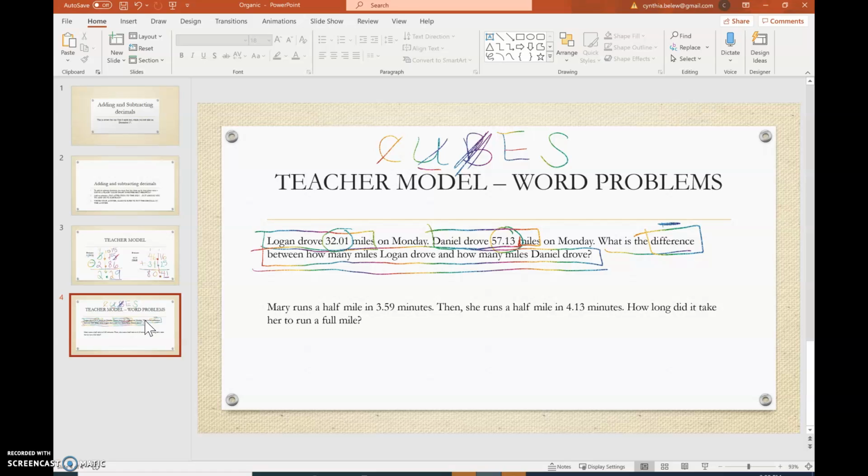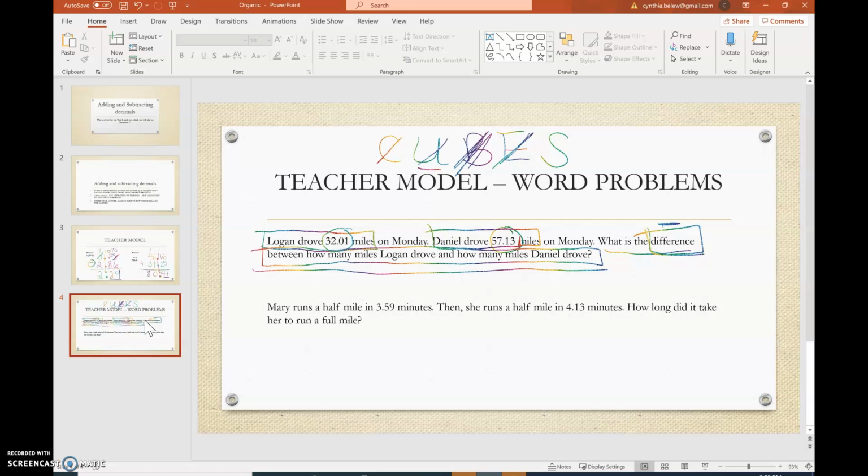Now I can eliminate any additional information. There's no additional information in this word problem. Additional information would be like if it said, Susie drove 13 miles. But the question didn't ask about Susie, so you could cross that out. But in this one, I don't have that example, so I can just get rid of eliminate. Now I can solve by showing my work.